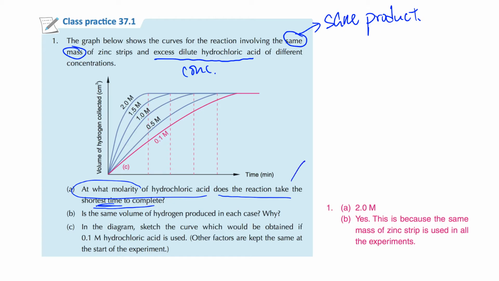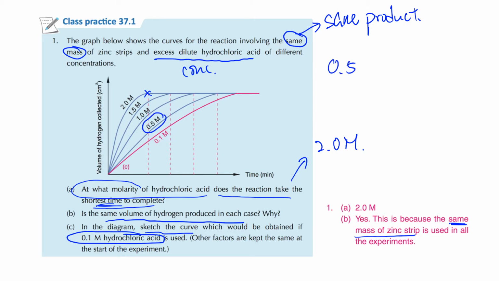In this case, it is easy. That will be 2.0 molar, because you can see that it ends earlier. The second one: the same volume of hydrogen is produced in each case. You have to tell them that, because we are using same-mass zinc strips, that will be the limiting reagent, so therefore it will have the same amount of products. And the last one, you're going to sketch a curve for 0.1 HCl, comparing to 0.5.